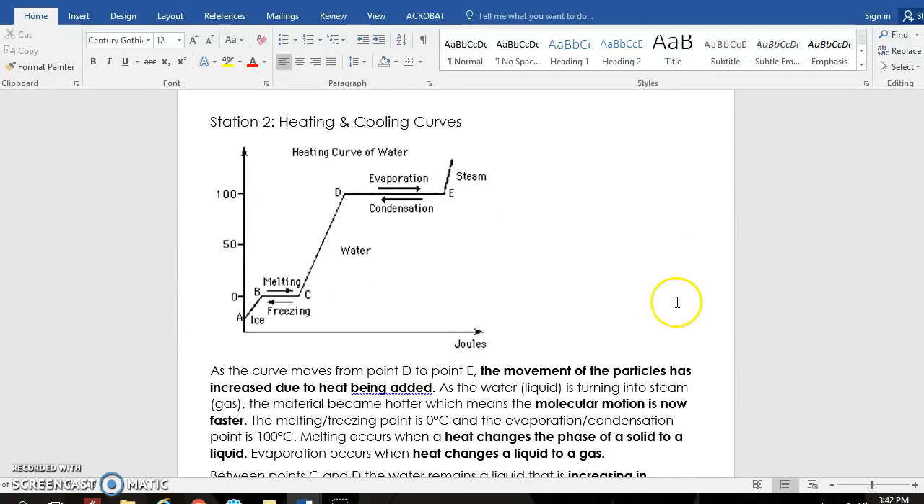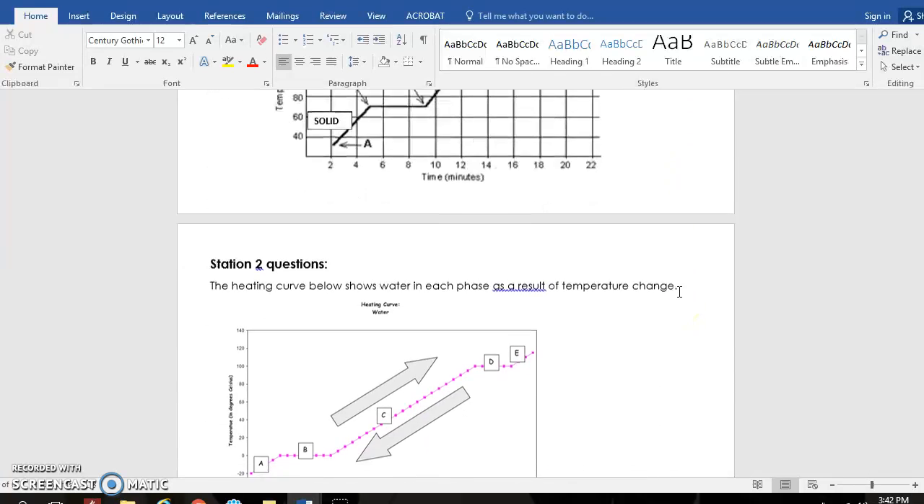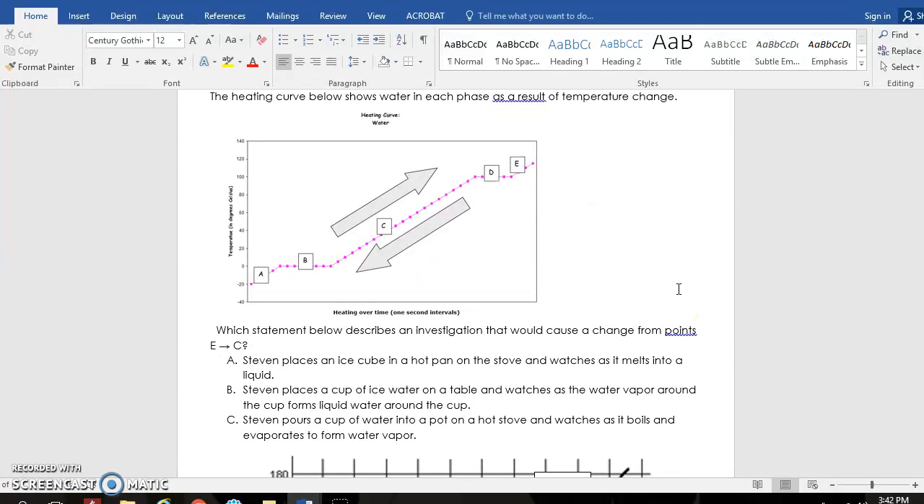All right, moving on to station 2, we've got heating curves. I'm going to go down to the questions here. So we're looking at this heating curve. Which statement below describes an investigation that would cause a change from points E to C? So we're looking at point E, this is a gas, to point C, there's our liquid. So we've got to describe which one of these experiments would cause a change from here to here.